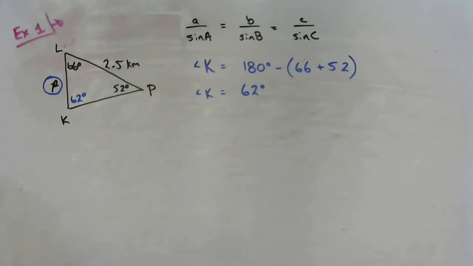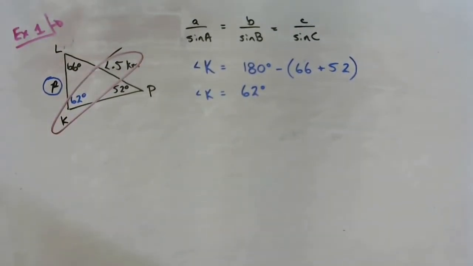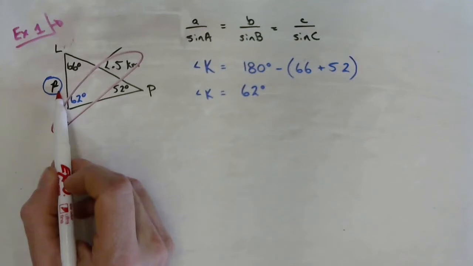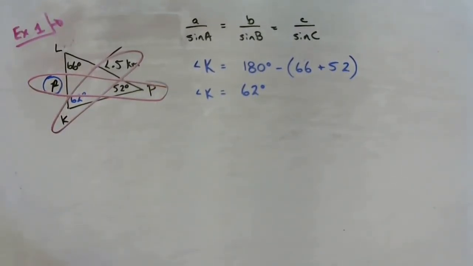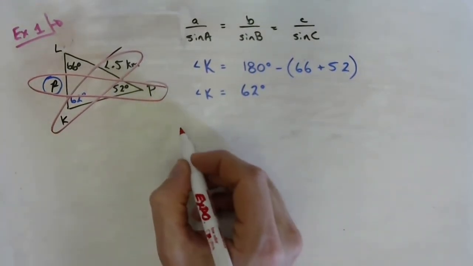And now I do have opposite information, don't I? Yeah. I have angle K and side K, which means I can set up my sine ratio. I'm looking for side length P, so that means P and P are going to be involved in my equation as well. So I'm going to set it up like this, and this is the easiest way to set it up. You can watch and it'll help you.